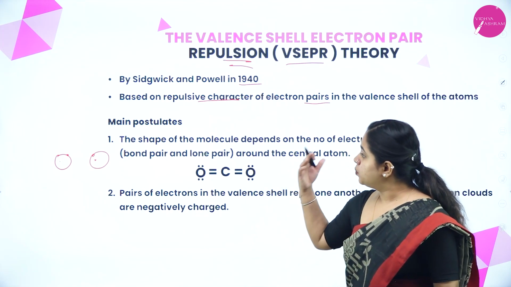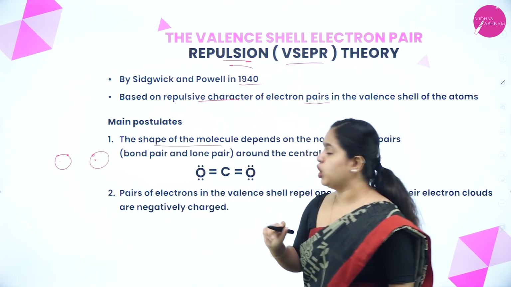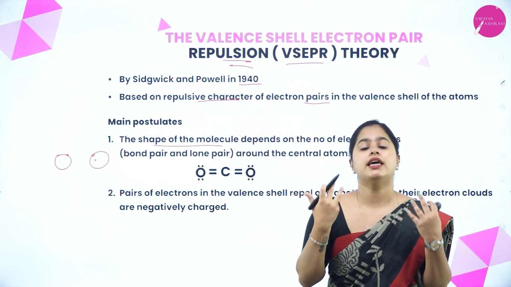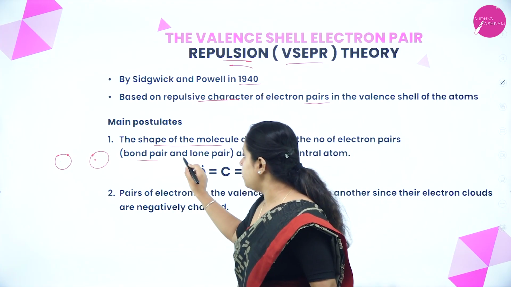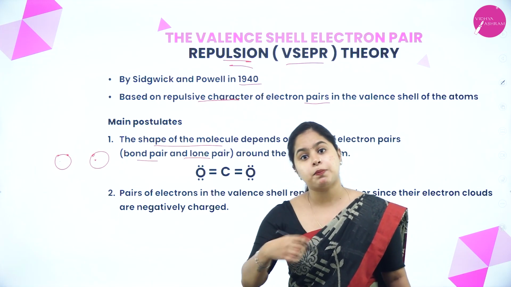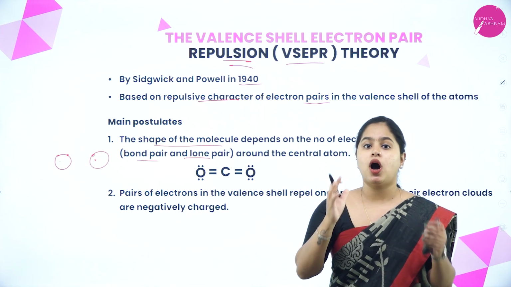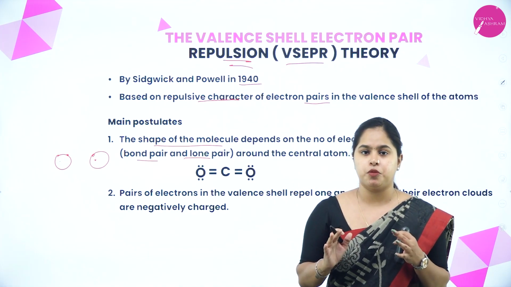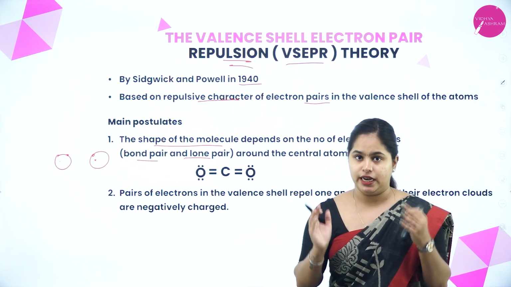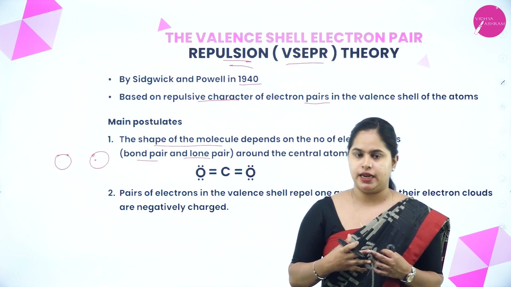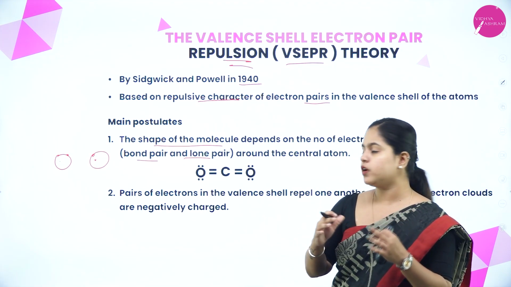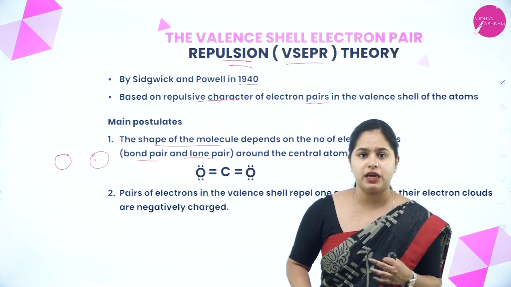Right? So the shape of the molecule depends upon the number of electron pairs. The different types of electron pairs are bond pairs and lone pairs, which are present around the central atom. So how can you predict the shape of the molecule? If we know the number of electron pairs around the central atom, the shape of the molecule can be predicted. Before moving on to that, what exactly is a bond pair and a lone pair?